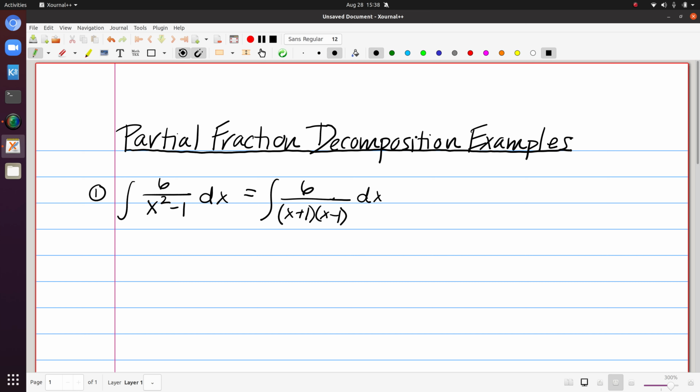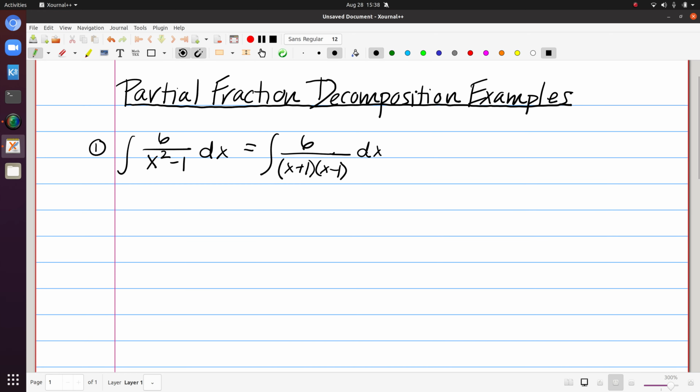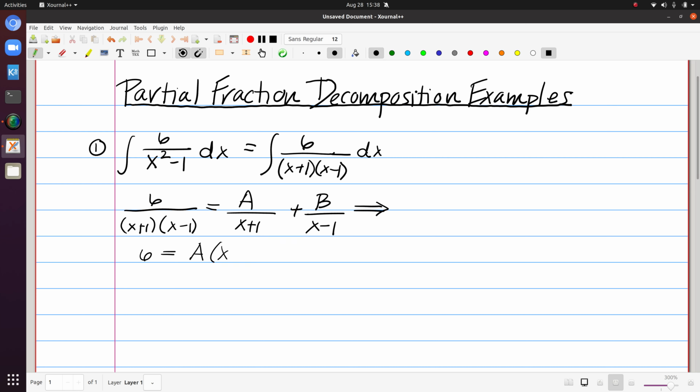Once I've done that, then I know that I can try to use partial fraction decomposition. And if you recall from our previous example, what I want to do is take that integrand and set it equal to A over one of the factors plus B over the other factor. And we want to try to find the value of those constants. The next step was to multiply both sides by the common denominator, leaving us with, in this case, 6 equals A times x minus 1 plus B times x plus 1.